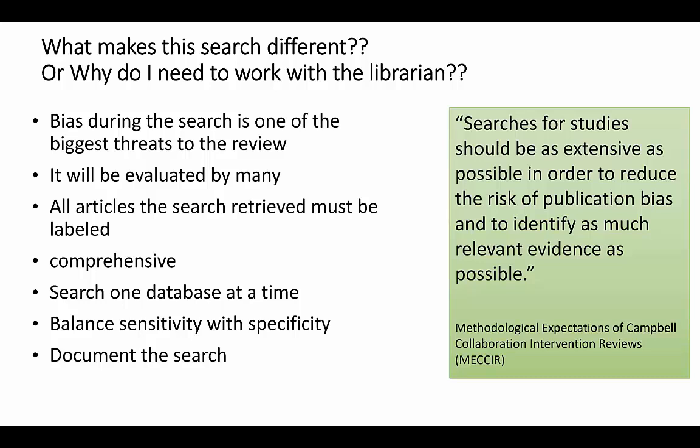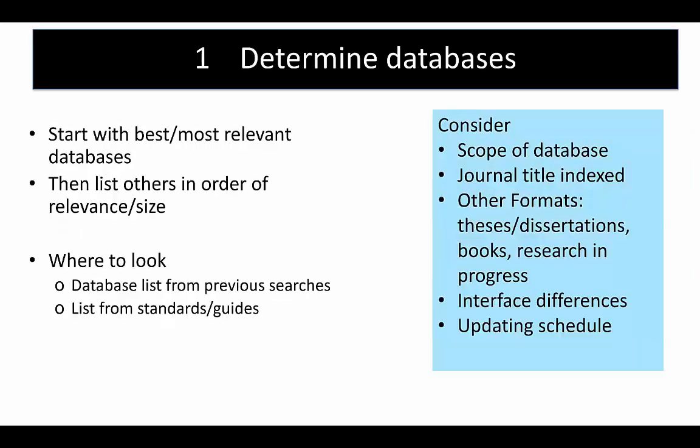I put this quote here from the methodological expectations of Campbell, and the Cochrane has a very similar quote. It says, searches for studies should be as extensive as possible in order to reduce the risk of publication bias and identify as much relevant evidence as possible. That's what I always have in the back of my mind. But of course, it's always that balance: do they have time to go through 10,000? So it's a little bit of an art there.